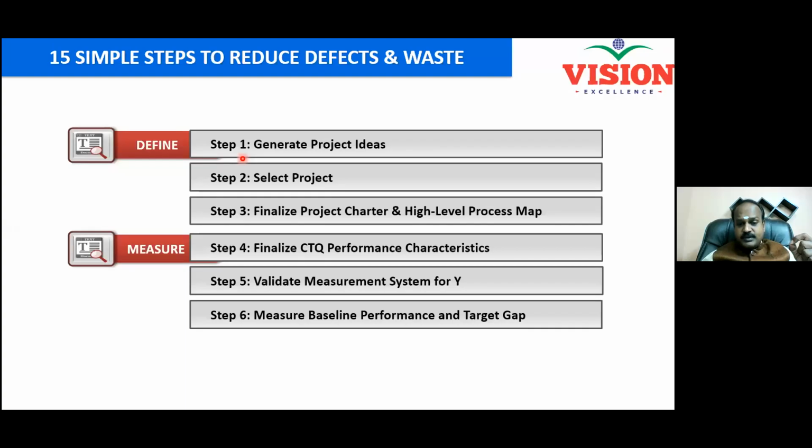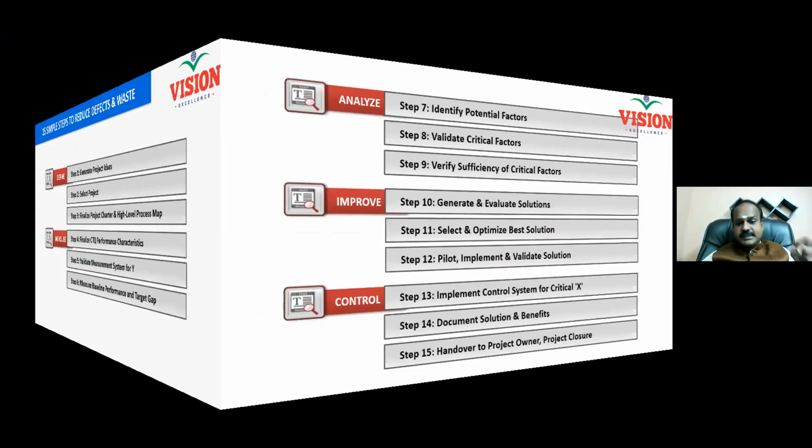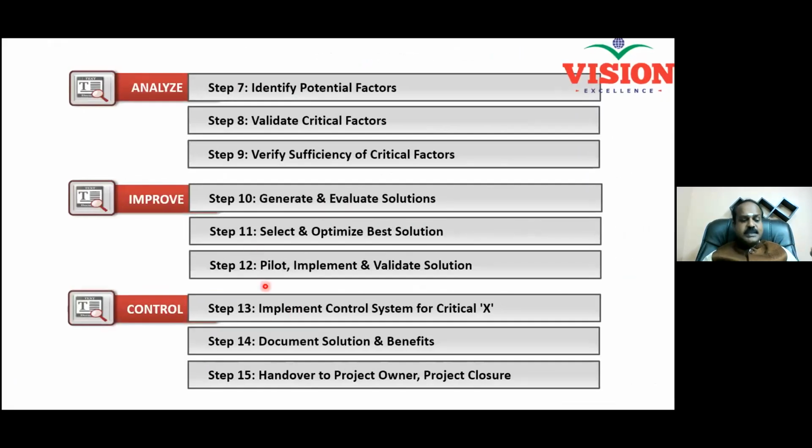We have broken down each phase into 3 simple steps. In define phase, there are 3 steps. In measure phase, there are 3 steps. Similarly, in analyze phase, there are 3 steps. Improve phase, there are 3 steps. In control phase, there are 3 steps. Totally, how many steps? 15 steps.